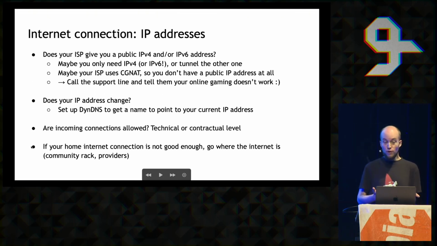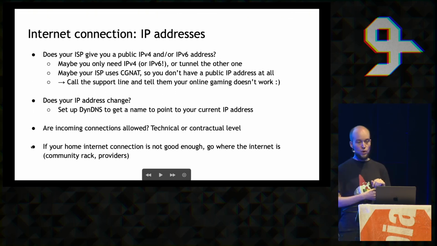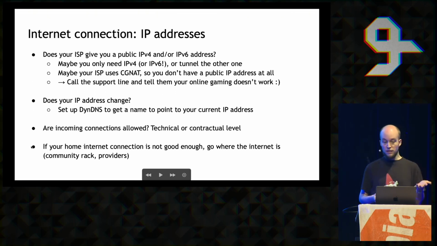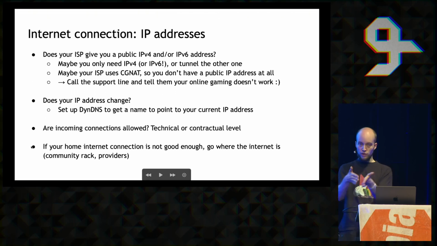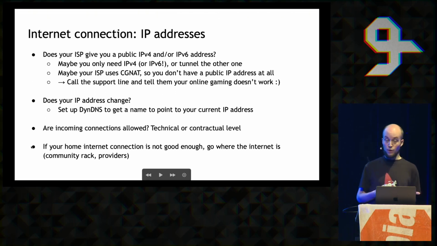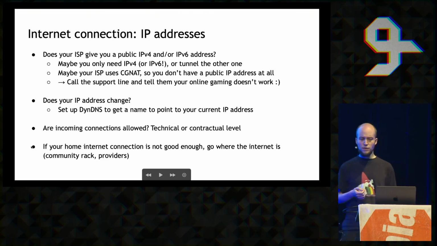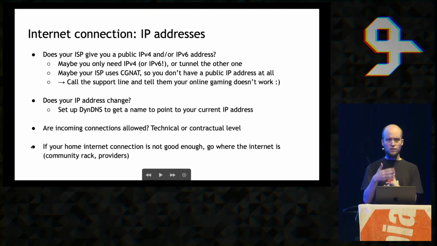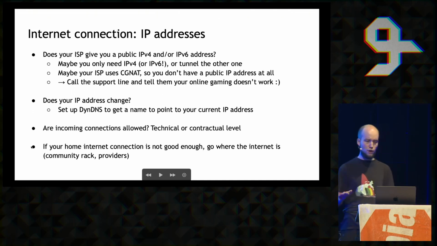Then you might have the problem of a changing IP address. With many of the ISPs, at least in Germany, IP addresses might change. So you might need to set up a dynamic DNS to get a name that always points to your current IP address. Then you might have the fundamental question of, well, are incoming connections actually even allowed? Some ISPs block that on a technical level, not flat out, but sometimes some of the ports, like blocking port 25 for email is a very common one.